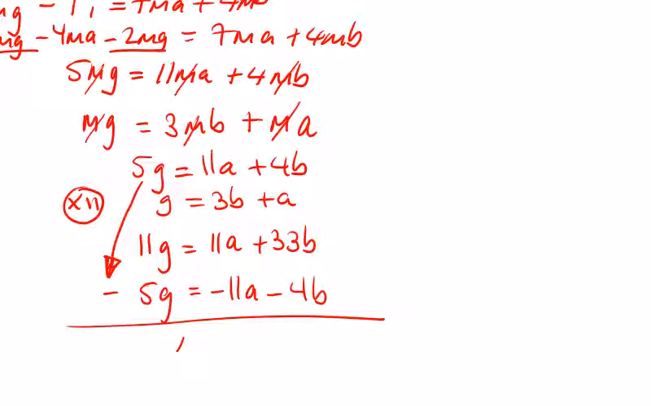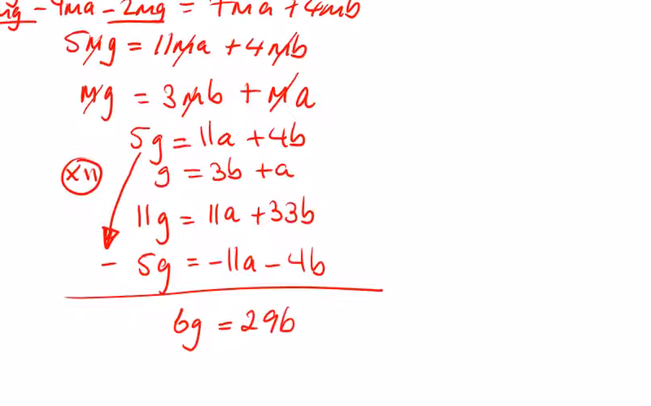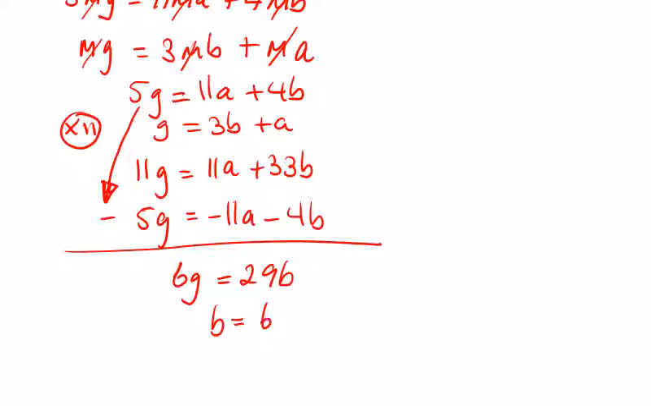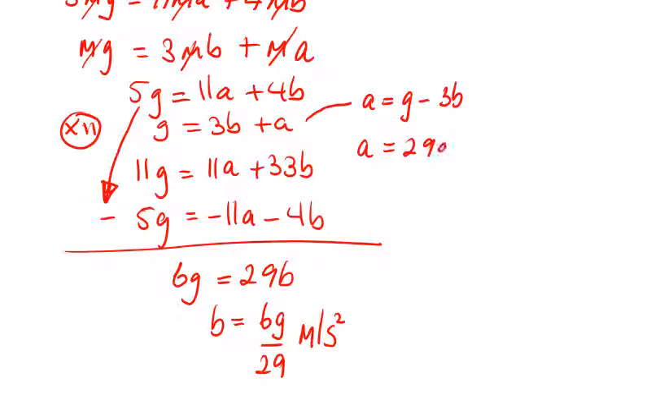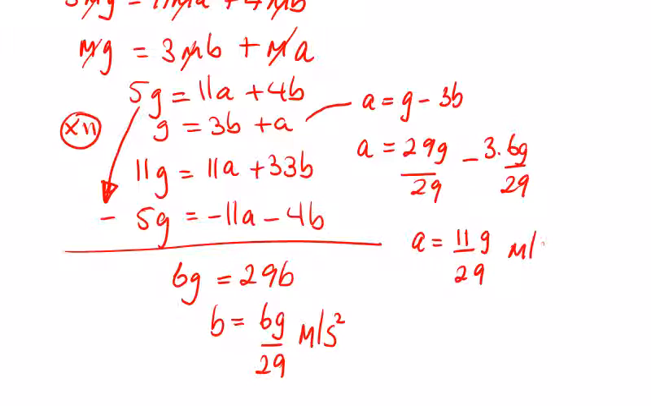Combining these, I'm going to get 6g is equal to 29b. So b is equal to 6g over 29 meters per second squared. A is equal to g minus 3b. So A is equal to 29g over 29 minus 3 times 6g over 29. So A is equal to 29 minus 18, and then 29 minus 18 is 11g over 29.